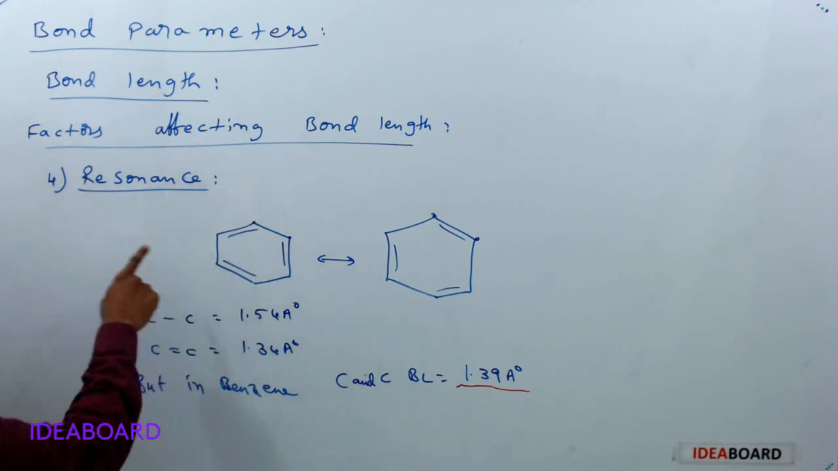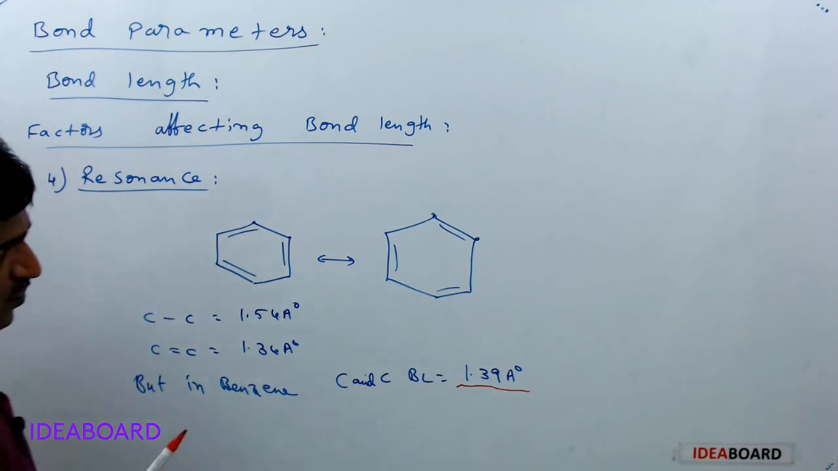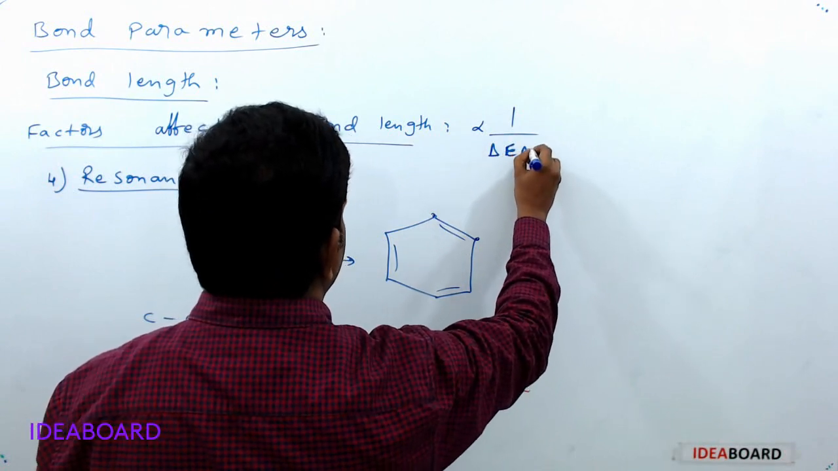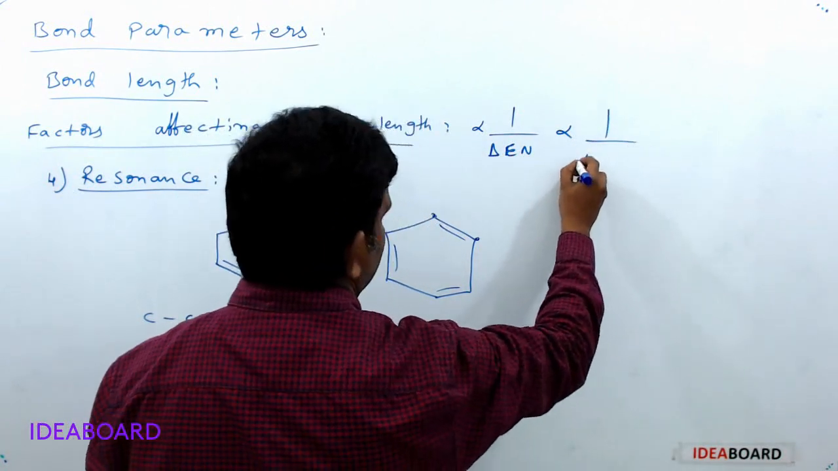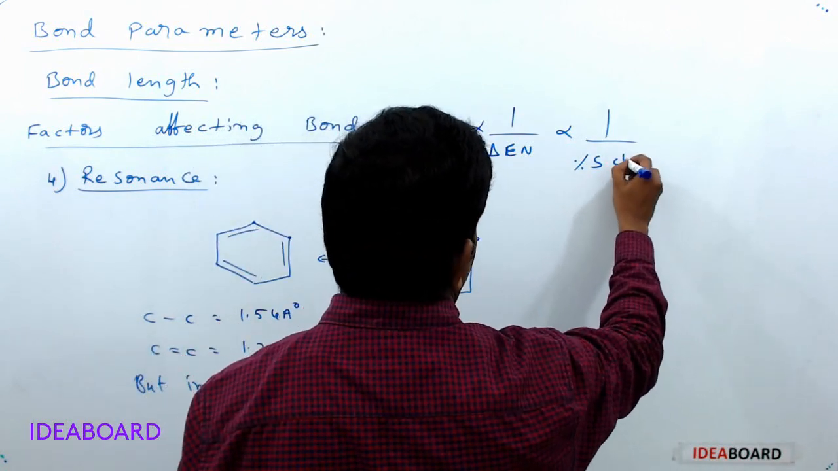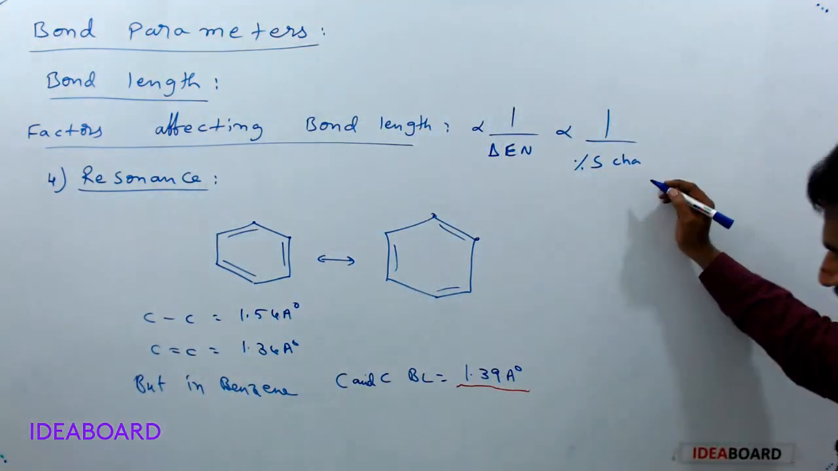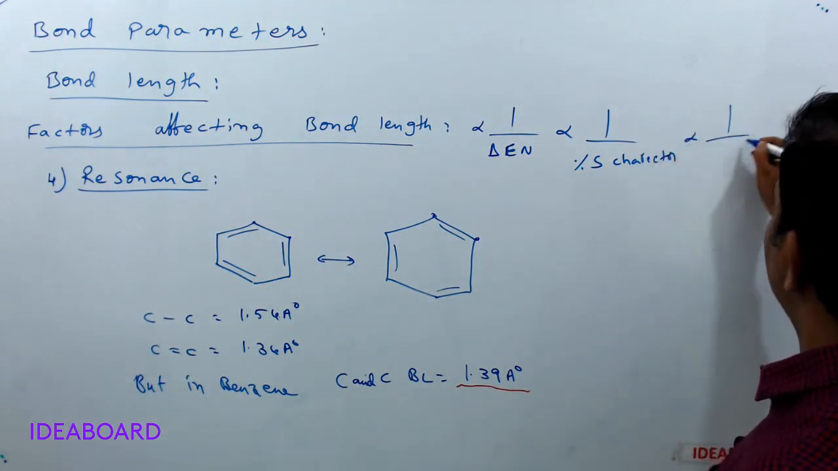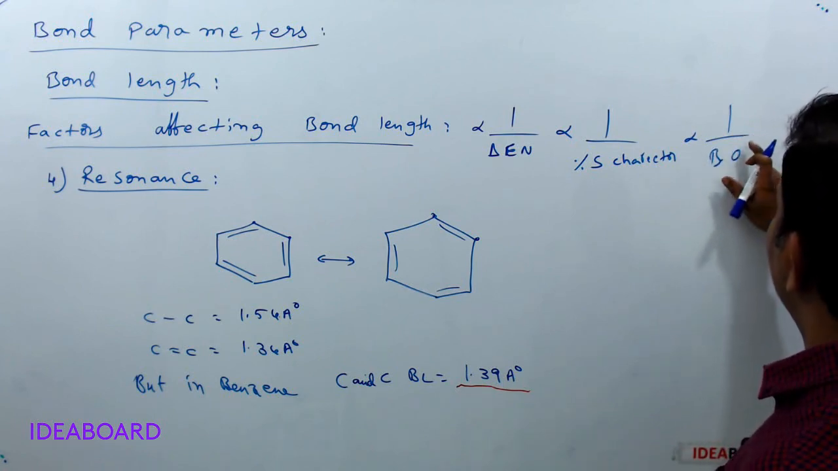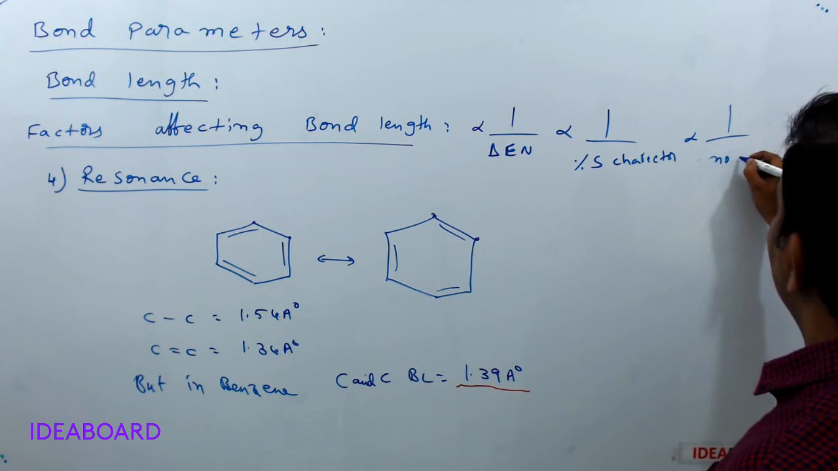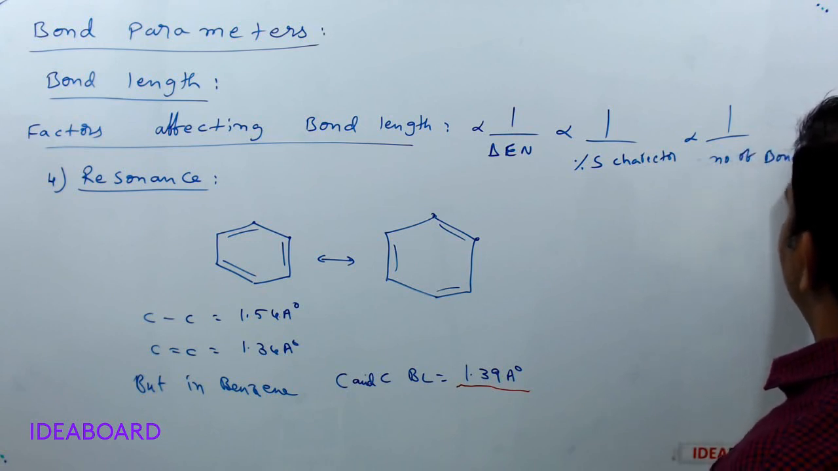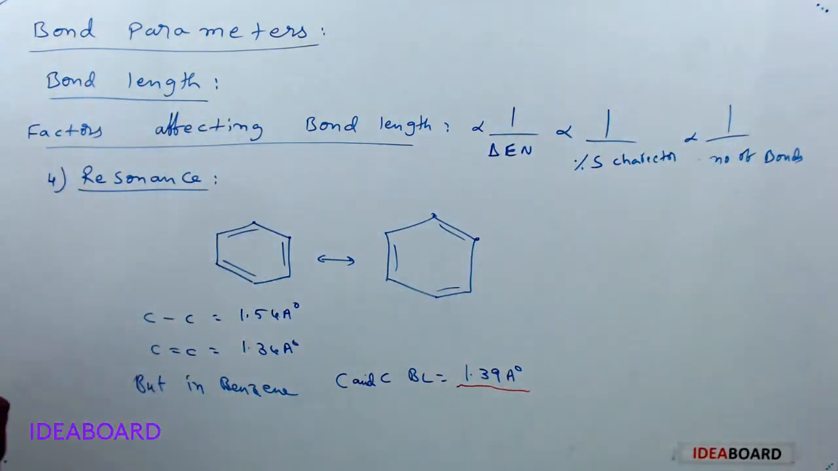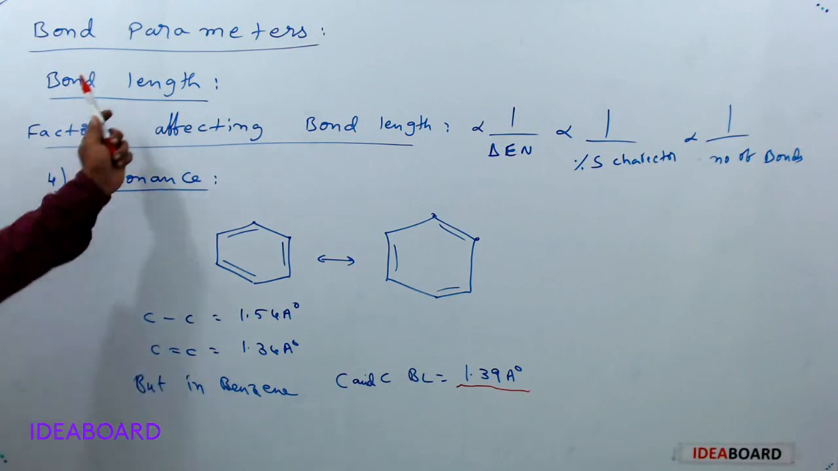So those are the factors affecting bond length, and here we can write all four factors. Bond length is inversely proportional to electronegativity difference, inversely proportional to percentage of S character, and inversely proportional to bond order. Here bond order means you can simply remember the number of bonds. And the fourth factor is resonance. These four factors can influence the bond length.